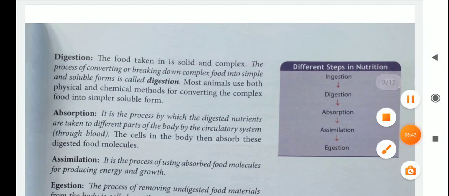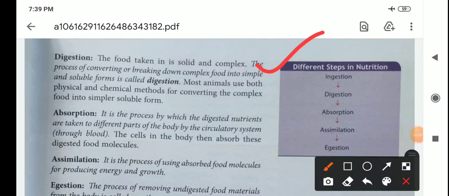Here you see different steps in nutrition. First ingestion, digestion, then absorption, assimilation, and the last one is egestion. The third step is absorption. It is the process by which the digested nutrients are taken to different parts of the body by the circulatory system, means blood. The cells in the body then absorb these digested food molecules.